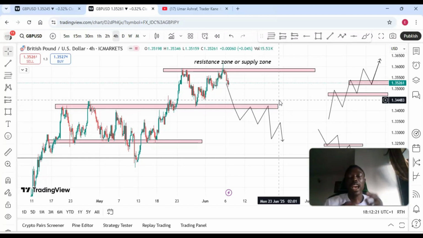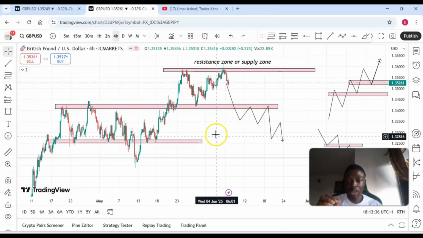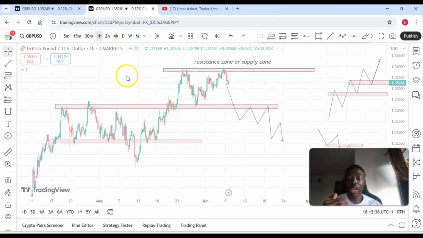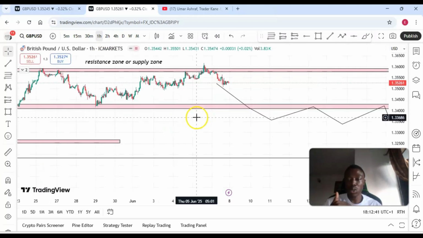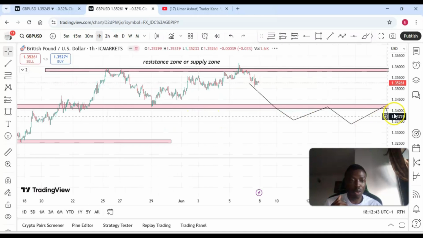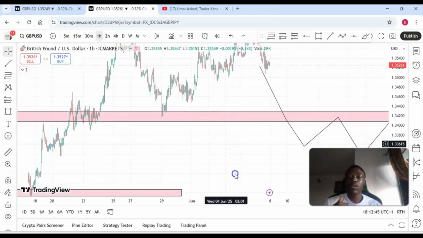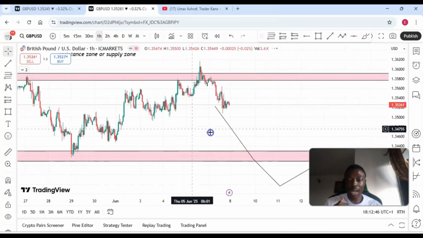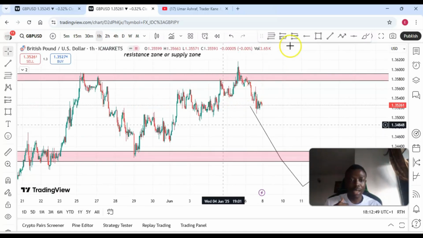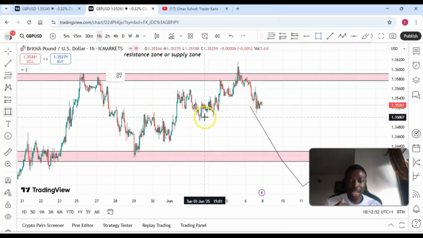But the one on the higher time frame will most likely be respected more than that of the lower time frame. So you can have a key zone on your 1 day time frame, on your 4 hours time frame, and have a minor zone on your 1 hour time frame. If you go to your 1 hour time frame, you realize that the market also has been reacting to some points, but it's not that strong like that of the 4 hours time frame. Like you see here, the market has reacted here, and here.